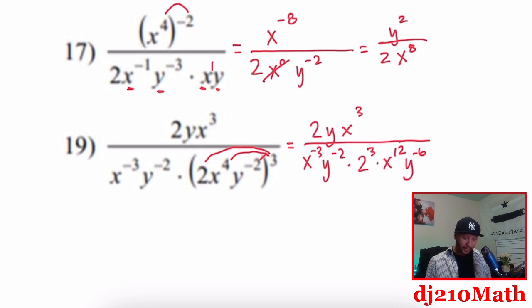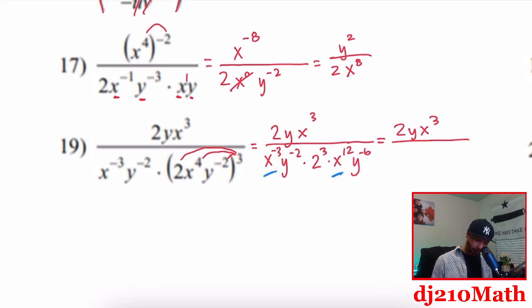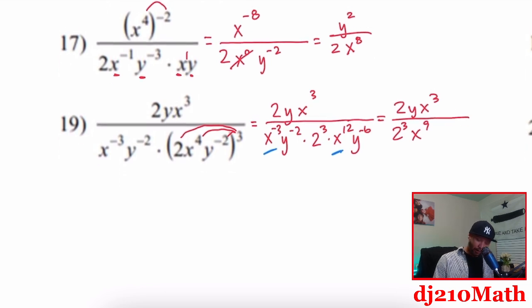So combining what we can in the denominator, we're getting 2y x cubed over, so common bases, I'm going to put the 2 cubed up front. And then now the common bases for the x's, negative 3 plus 12 is 9. For the y's, negative 2 and negative 6 make negative 8.